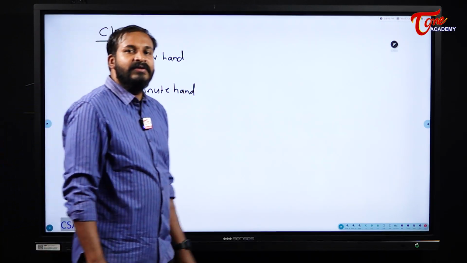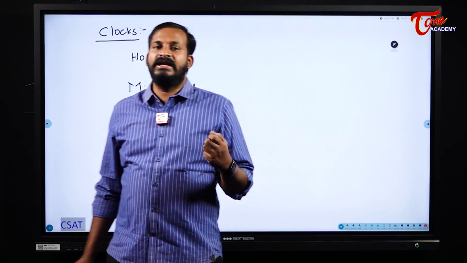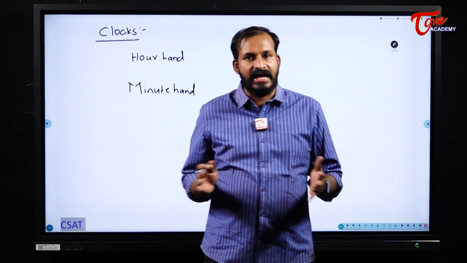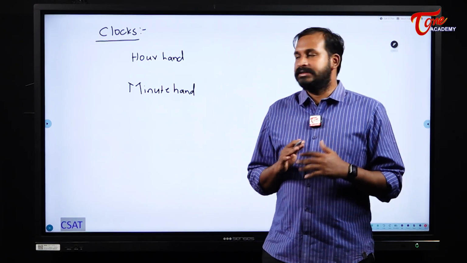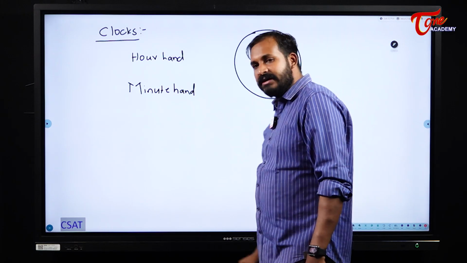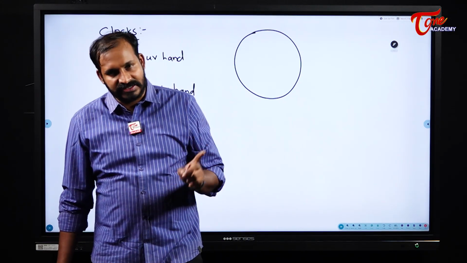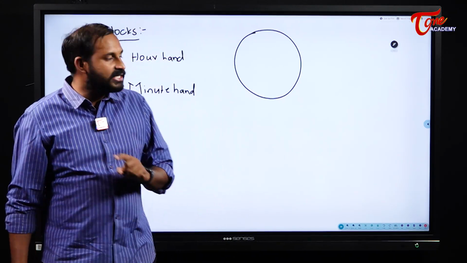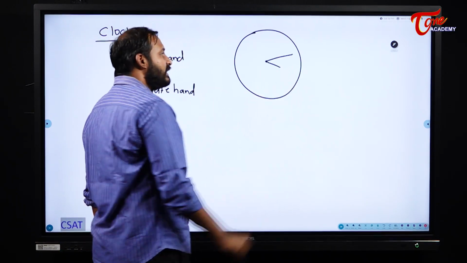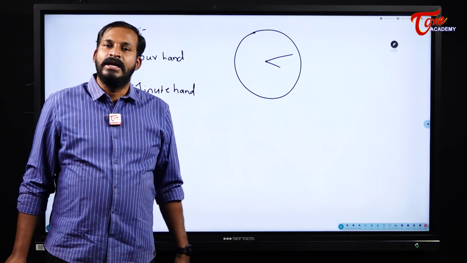And next, we will always consider our dial to be a circular shape. Nowadays there are different types of dials in the market: square, rectangle, triangular shapes. But in our concept, we always consider the dial shape to be circular. The reason is that the rotational axis of these two hands of the clock will always be circular. We already know that the shorter one is the hour hand and the longer one is the minute hand.